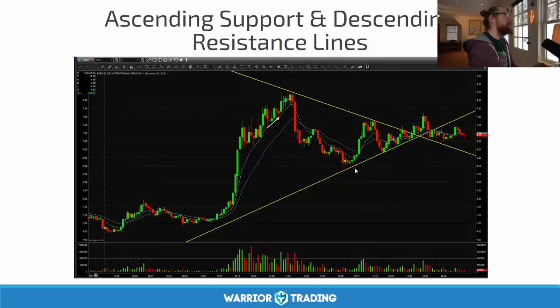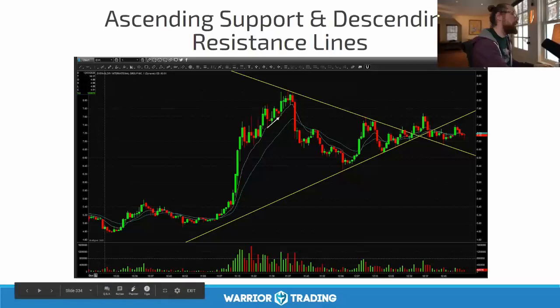Not perfect, but close. And then a little descending resistance right here. And notice how we have the crossover where, as it breaks back down, this level kind of becomes support for here, but then this level becomes resistance coming back up. And that's not uncommon, you'll see that.